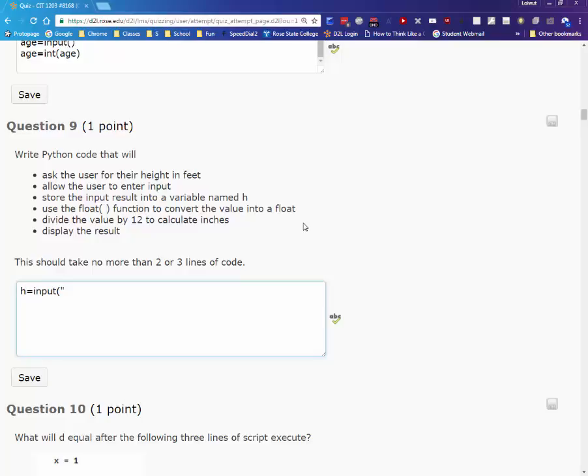Age is equal to input. What is your height in feet? Then we can convert that to a float. H is equal to float(H). And again, you could do that in 1 or 2 or 3 lines.